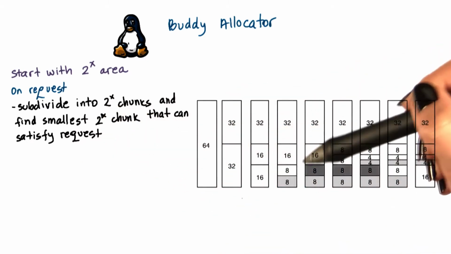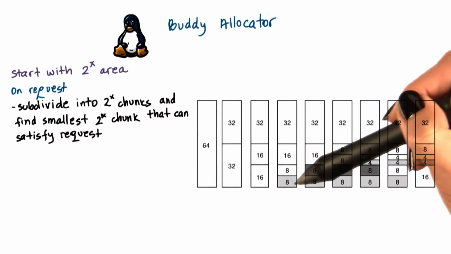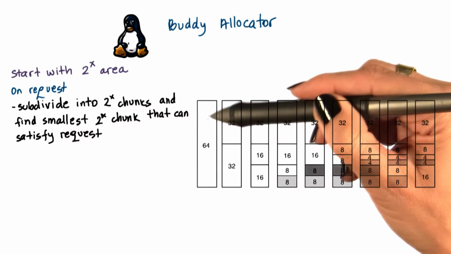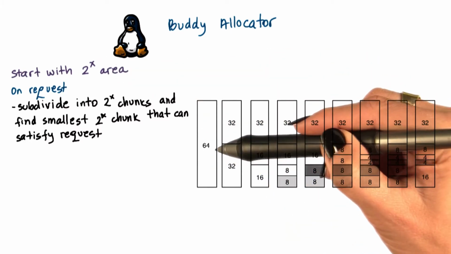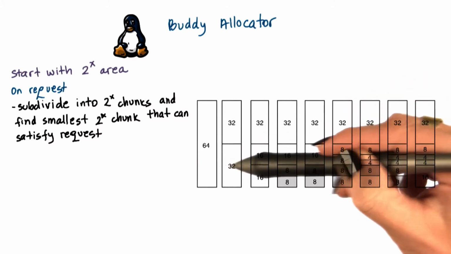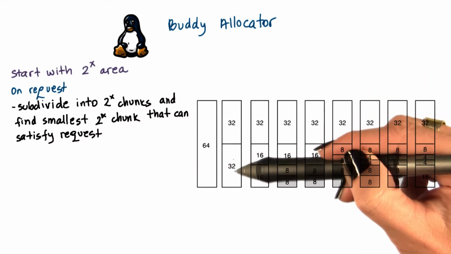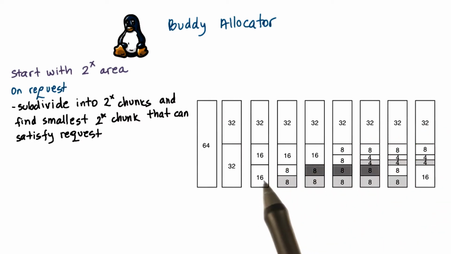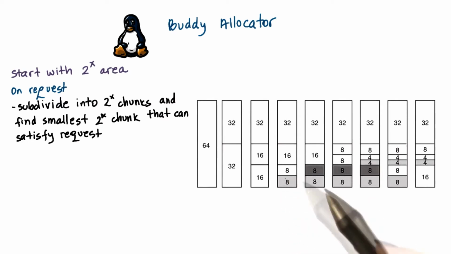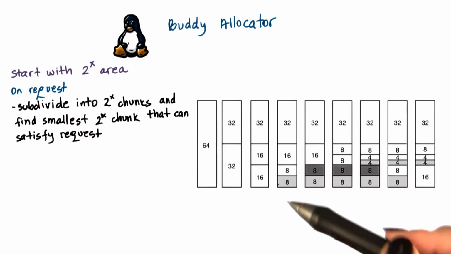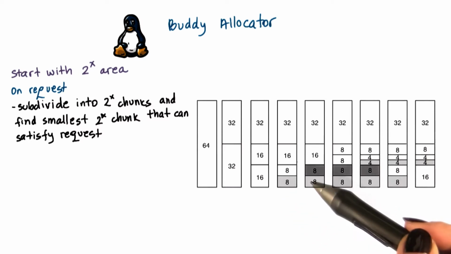For instance, in this figure, when the first request of 8 pages came in, the buddy allocator subdivided the region that was 64, the original area, first into 2 chunks of 32 pages. Then it subdivided one of these 32-page chunks into chunks that were 16 pages each. Then it subdivided this 16-page chunk into chunks that were 8 pages each. And it turned out that this 8-page chunk satisfied the request that was for 8 pages, so that was great.